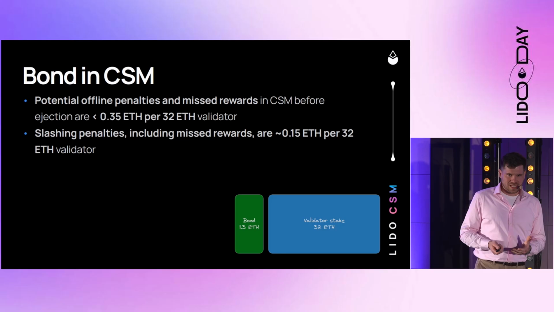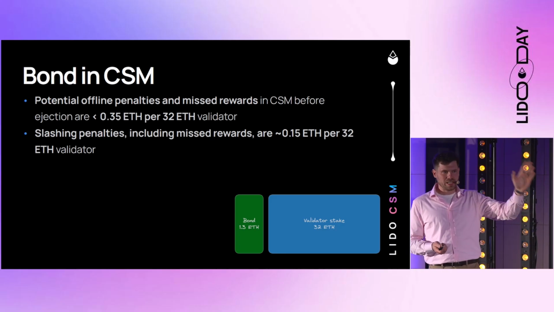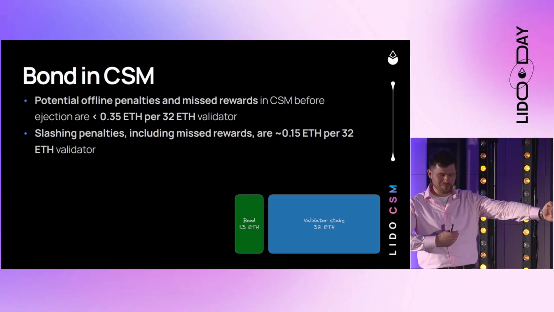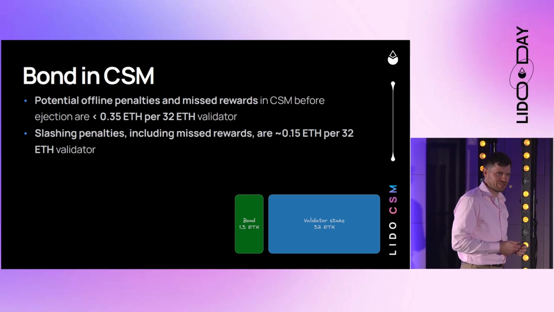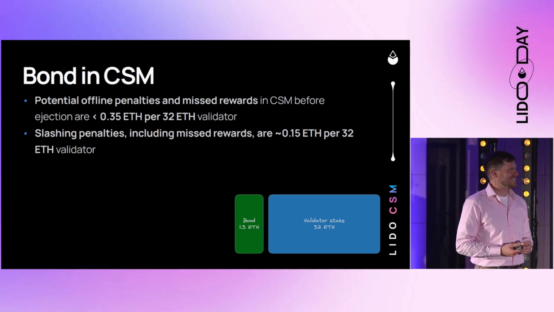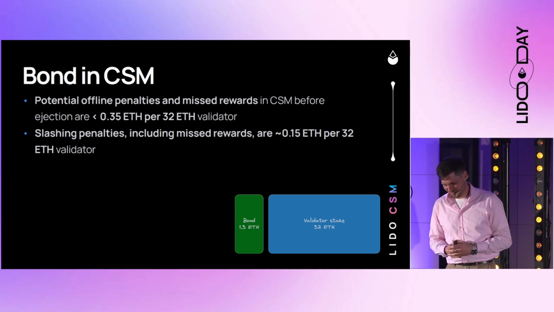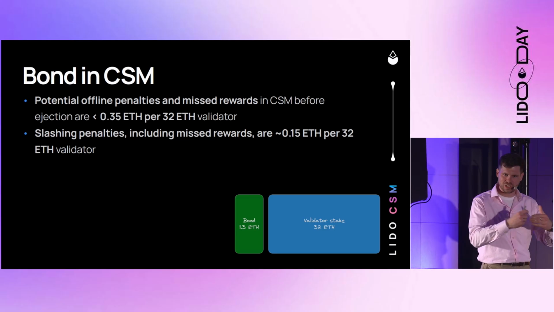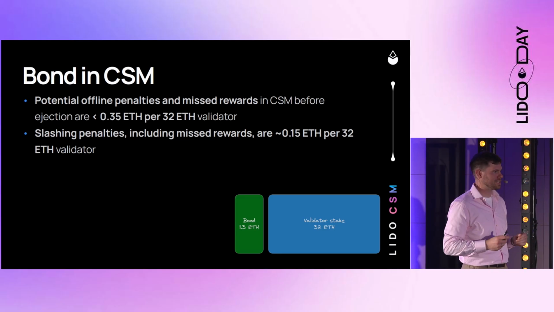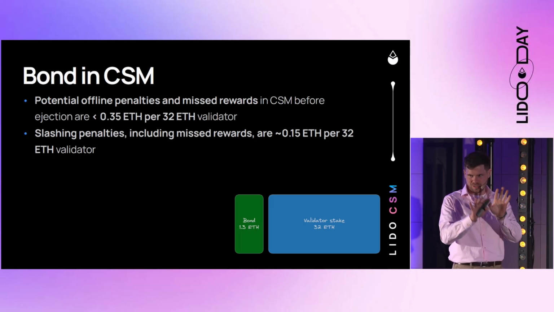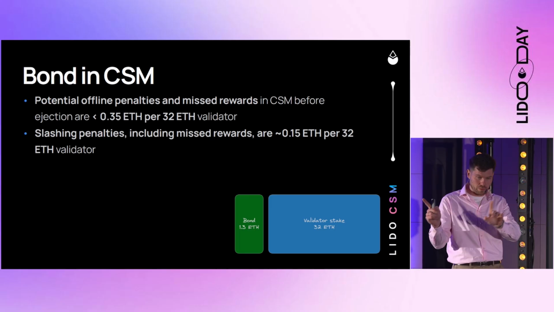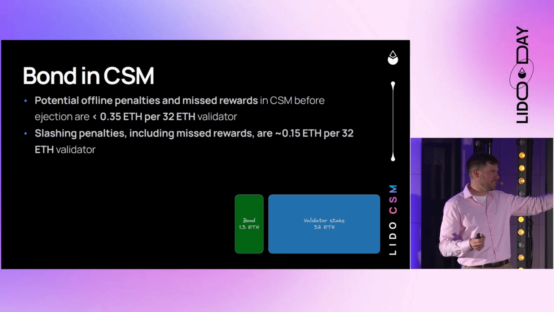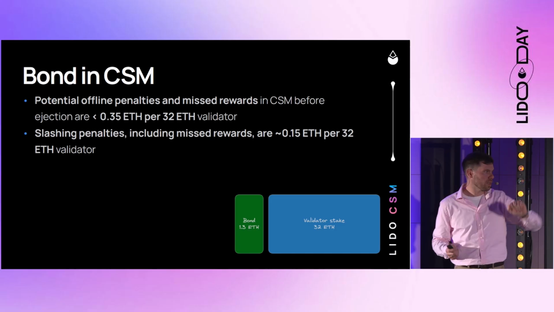Now let's talk about the bond size. First, before getting ejected, the maximum time of slacking in the CSM and being a naughty boy, not running your validator, is 3 months. After 3 months, for the default operator type, you will be ejected from the protocol and you will be penalized. The maximum offline penalty and maximum missed rewards that you can get over this 3 months is 0.35 ETH.